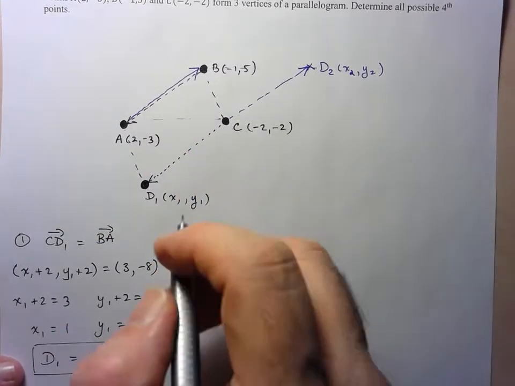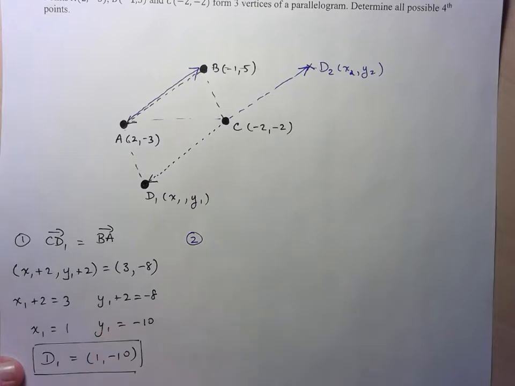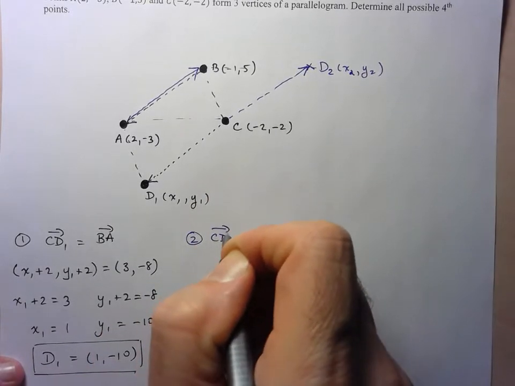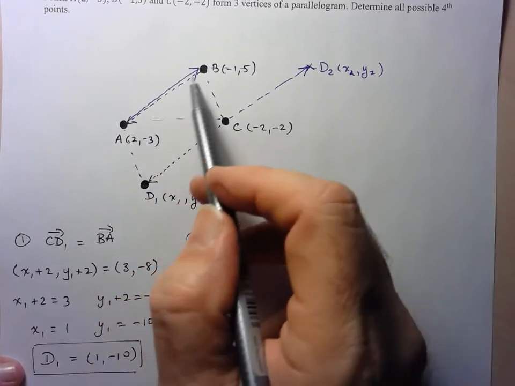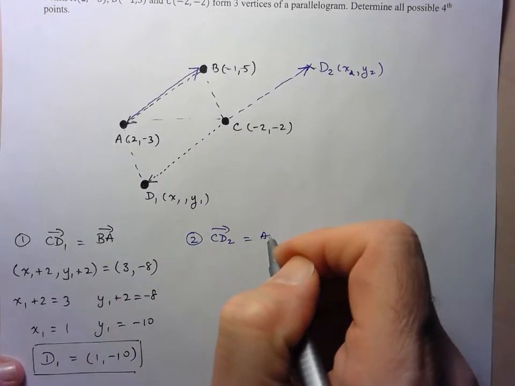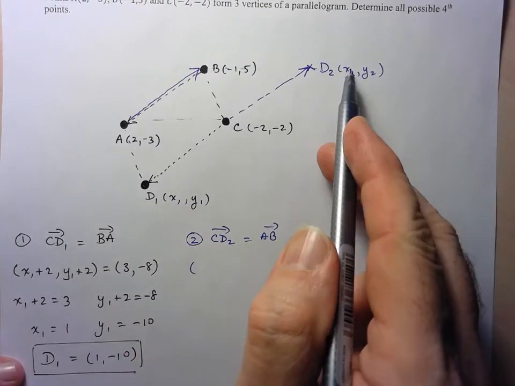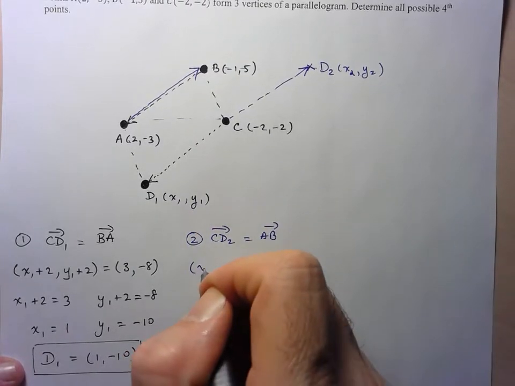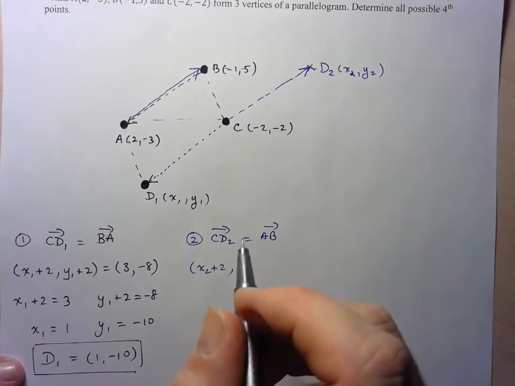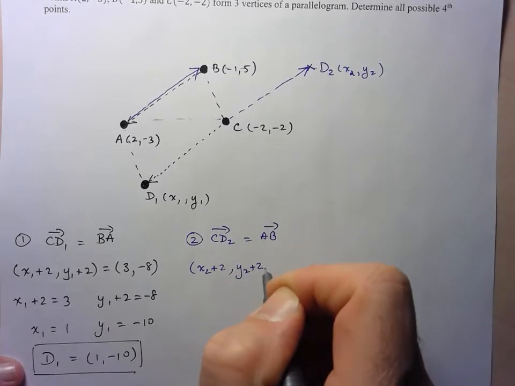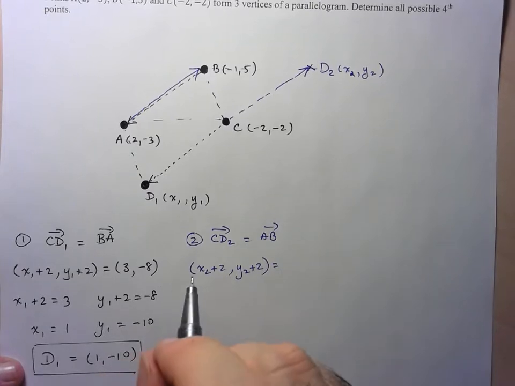Okay, so let's set up an equation now. So my second point, so CD2, that vector will be equal to the vector AB. Okay, so CD2 is just x2 minus -2, so x2 plus 2. And then y2 minus -2, so y2 plus 2. And that's going to be equal to the vector AB.